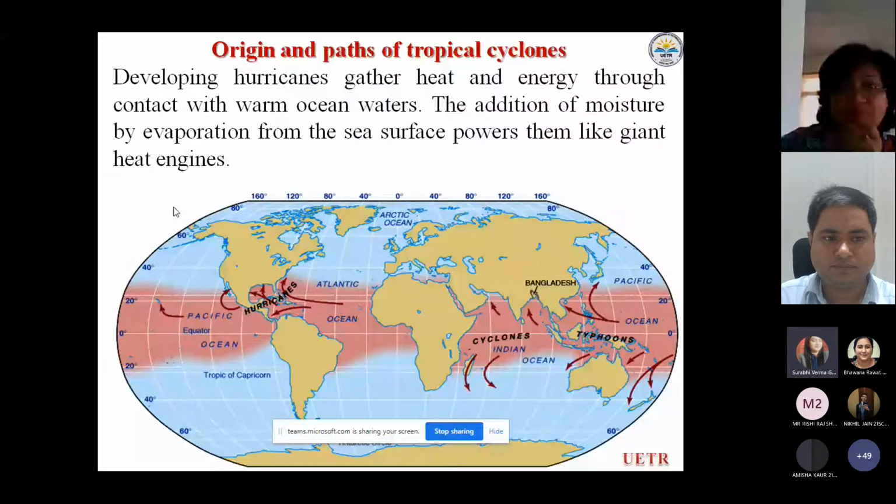Origin and the path of the tropical cyclones. Developing hurricanes gather heat and energy through contact with warm ocean water, and the addition of moisture by evaporation from the sea surface powers them, like a heat engine. So you can see that our India is facing most of the problems because of the disturbance in sea surface temperature. Our monsoon wind is going to be disturbed. In the recent scenario, we can see that there are disturbances in the monsoon wind. So that is the main cause of disturbing all this pattern.